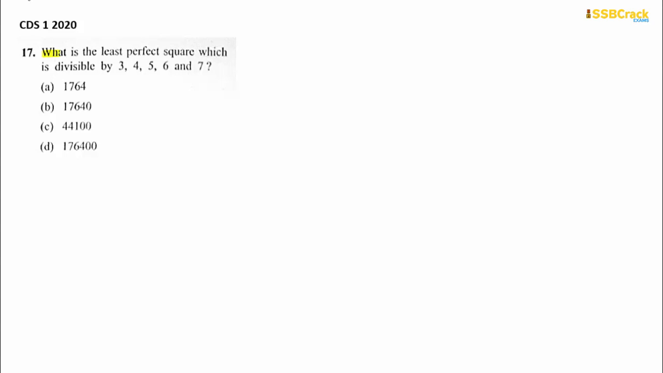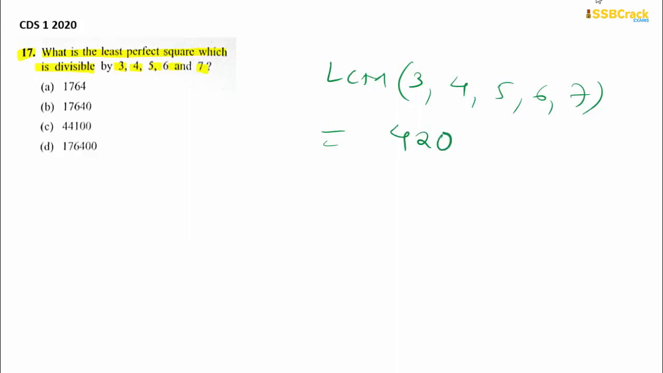Next question. What is the least perfect square which is divisible by 3, 4, 5, 6 and 7? Which was question number 17 in set B of CDS 1 2020. इस question को answer करने के लिए you first need to have the LCM of the given numbers. So आपको सबसे पहले LCM find करना था, LCM of 3, 4, 5, 6 and 7. If you find it with the traditional method of finding LCM, you would have got the LCM 420. Now from this LCM you needed to extract the least perfect square.